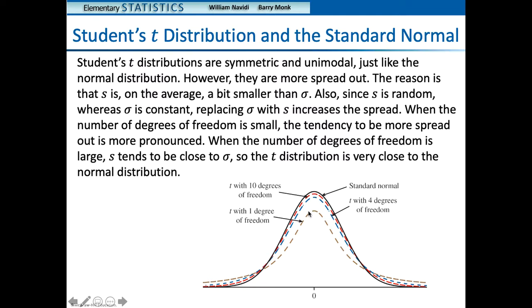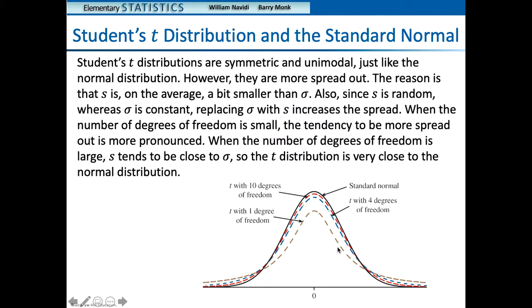Okay? So what you see is that these student's t curves, the tails tend to stay a little higher, right? They take longer to come down low, like the normal curve. So they tend to be a bit more spread out, and they don't peak as high. The reason for this is because S, the sample standard deviation, on the average tends to be a little bit smaller than sigma. And also S is a random variable, whereas sigma is a constant value. So both of those factors have the effect of increasing the spread of the resulting distribution curve.